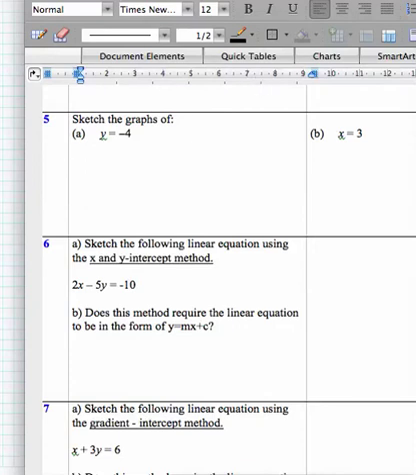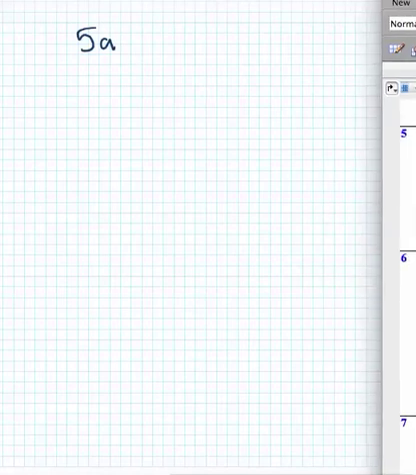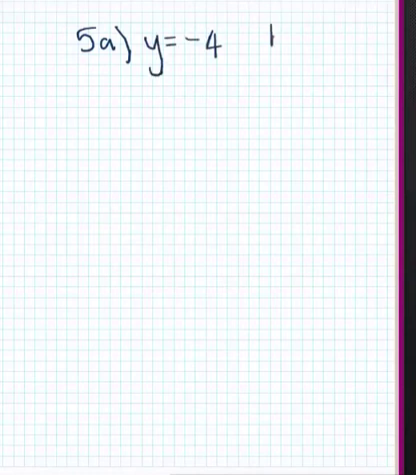Now, sketch means to just quickly draw an axis. You still have to use a ruler, but we don't really have to do a scale, and I'll show you what I mean by that. So, question 5a, we've got y equals, sorry, negative 4, and for b we have x equals positive 3.